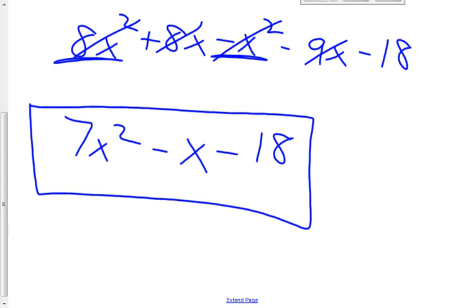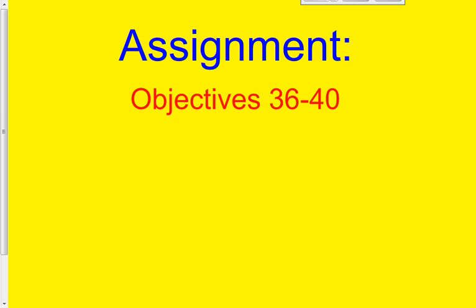And that concludes our lesson on simplifying polynomials using multiplication. Our objectives for today's lesson are going to be objectives 36 through 40, and that will be our homework assignment, which you will do in class tomorrow.